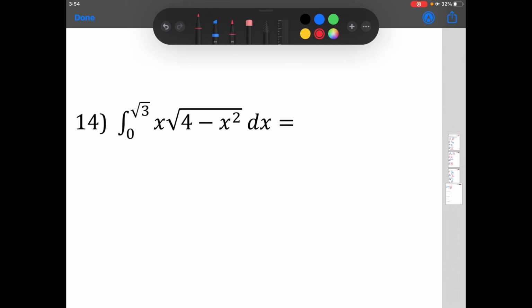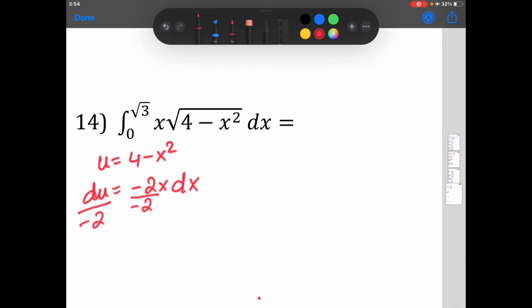Again, if you're using u substitution, you're going to find your u bounds instead of your x bounds. So your u is going to be 4 minus x squared, so your du is going to be negative 2x dx. So look, I have x dx. I don't need the negative 2, so I'm going to divide by negative 2. So let's set this up.